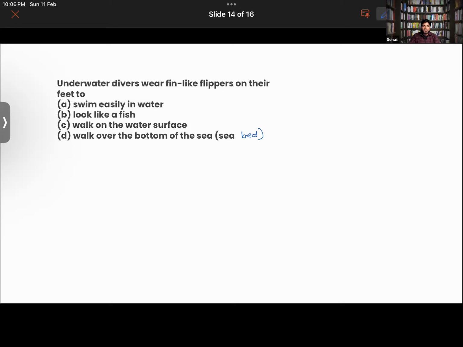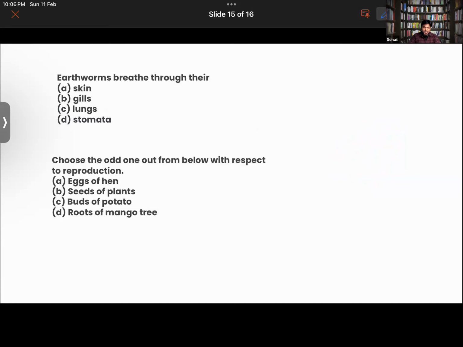So why do they wear fin-like flippers on their feet? It kind of looks like this. A. To swim easily in water, exactly. Okay, now. How do the earthworms breathe?